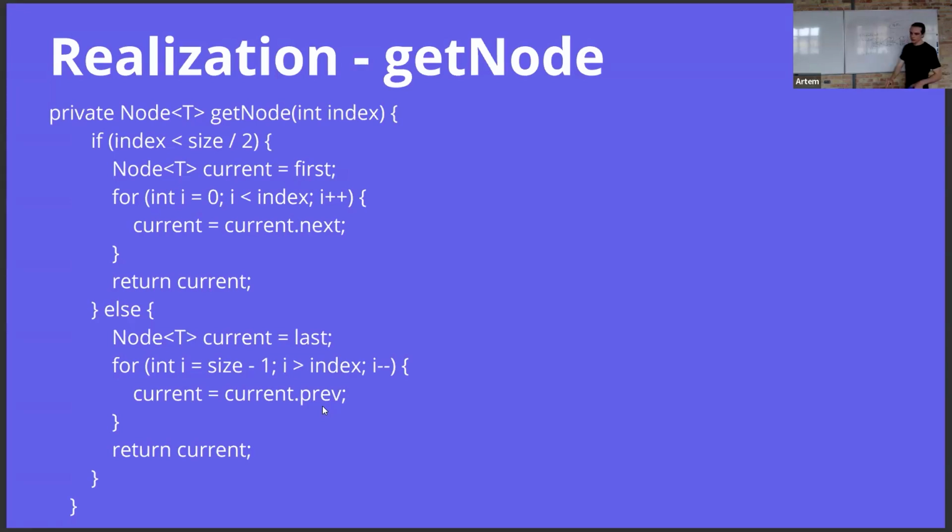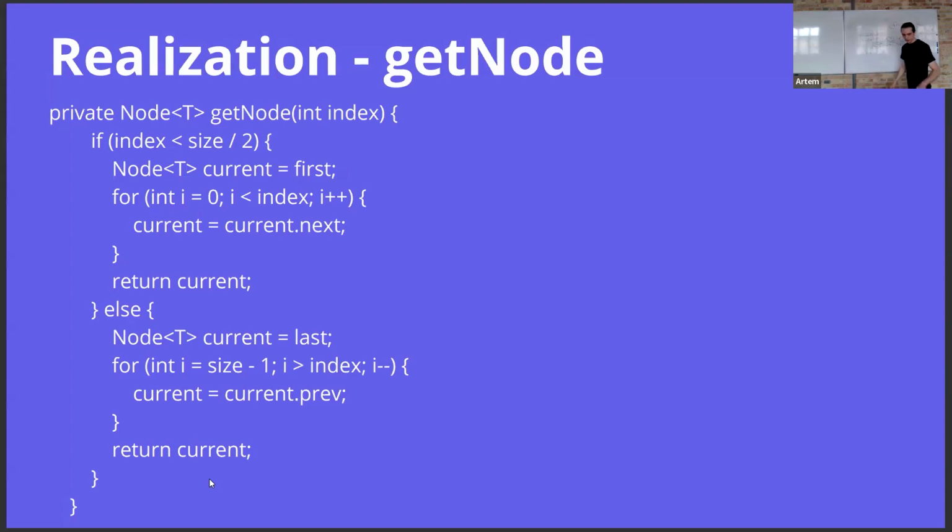So now our element is this one. We check if i is bigger than index, we continue. Our i will be equal to 2. It's not bigger than 2, so we stop. And our current element is this one, and we return current.